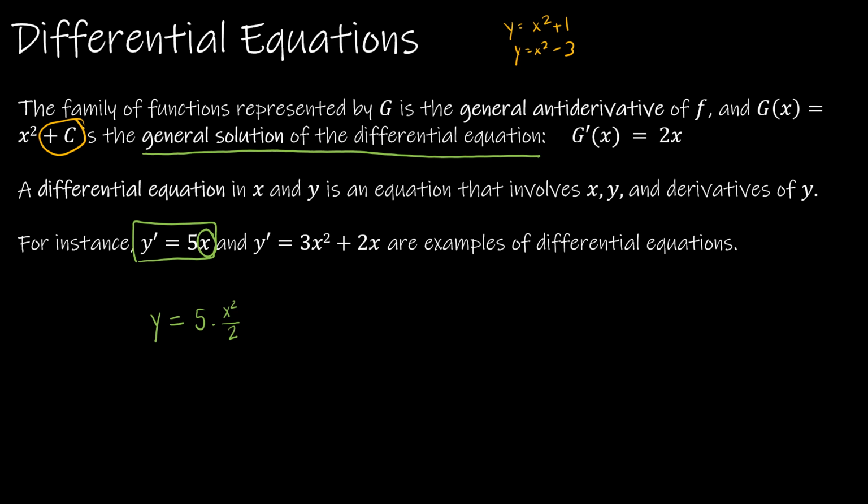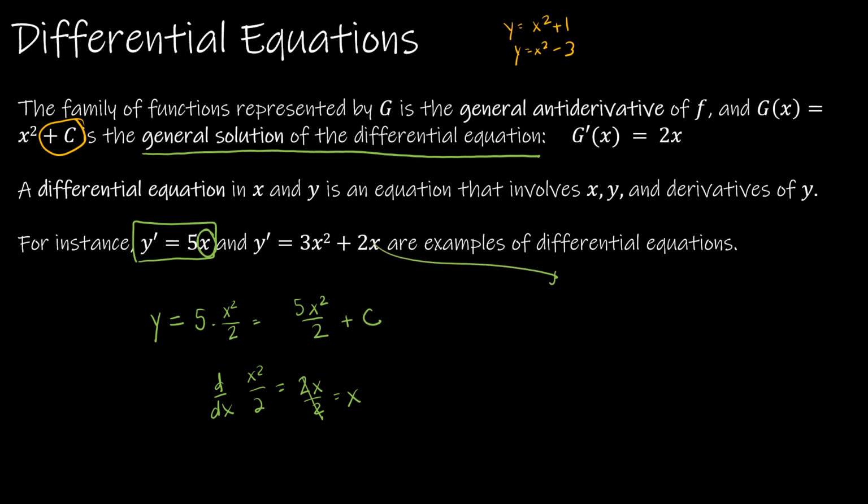I'm leaving the 5 out of it for a second, but if I took the derivative of x squared over 2, d dx of x squared over 2, the power rule would say take 2x to the first, and then divide that by 2, and I end up with x. This is going to bring us to the general power rule in just a moment. So what would I get here? This would be 5x squared over 2 plus C. We have to include the plus C.